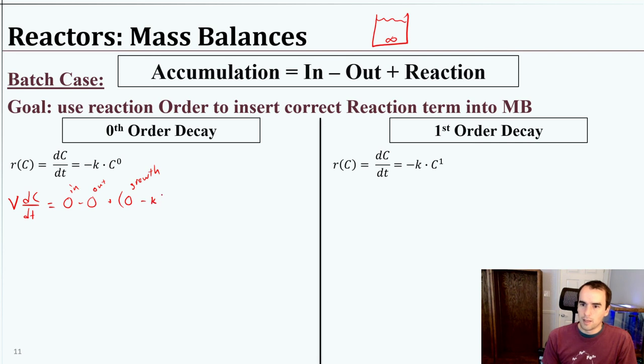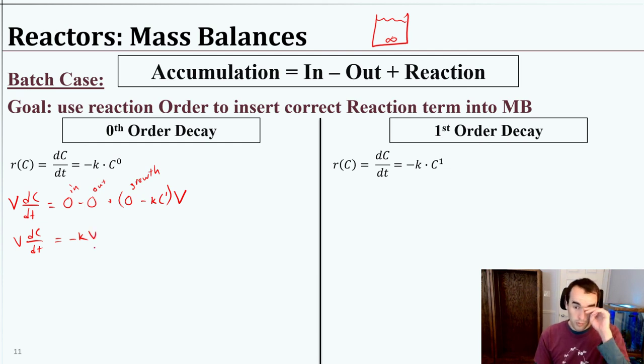K times C to the one. Now this is also occurring within the volume. So essentially our accumulation rate V dC dt is all just equal to negative K V. Right? It becomes very simple. I'm sorry, this was supposed to be C to the zero, because that's zero order. So to simplify, we can get rid of the V's, and then we're left with dC dt is equal to negative K. And here we need to separate and integrate.